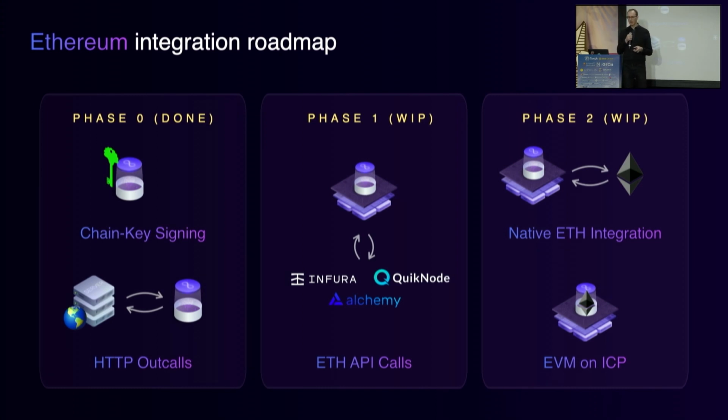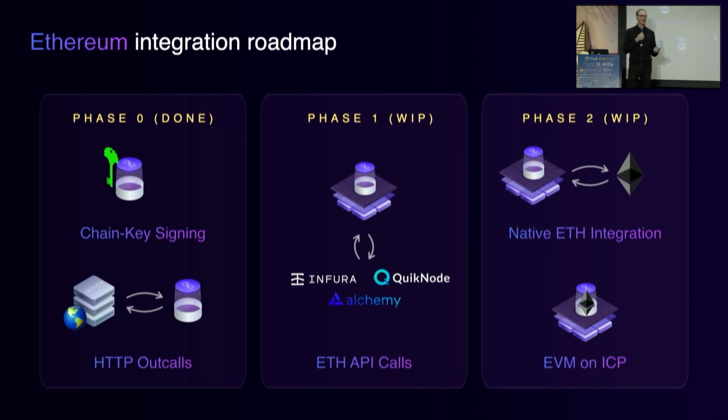The first phase is already done, as smart contracts on the internet computer can have their own ECDSA public key, so that means they can own ETH. And with the HTTP out calls, they can already send Ethereum transactions to the Ethereum network. Now, of course, that is not a very seamless integration, so we want to make that better.